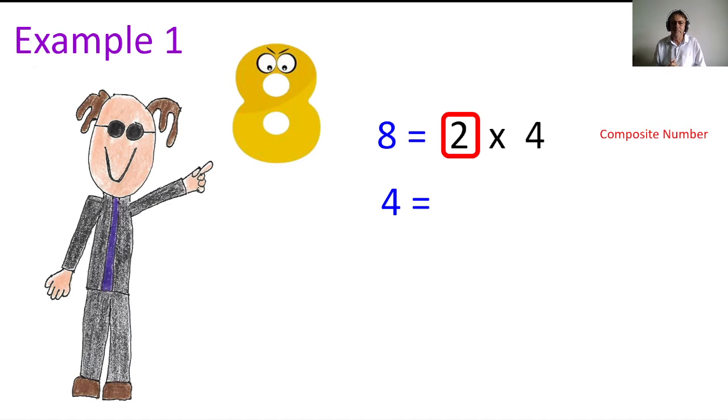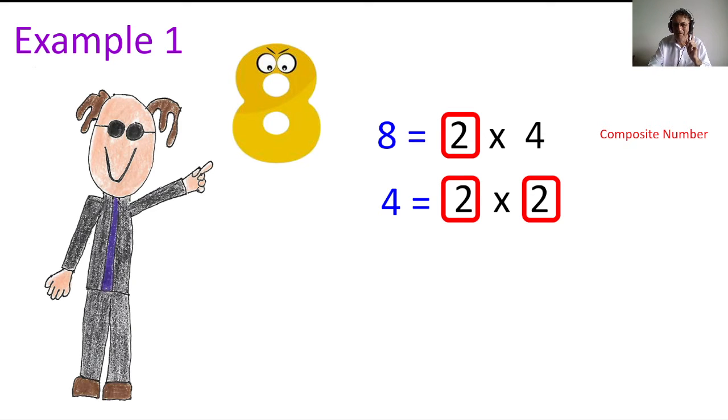So again, we divide by 2. 4 divided by 2 equals 2. So the equation is 2 times 2 equals 4. Do you agree? I hope so. So 2 is a prime number. So what do we have?